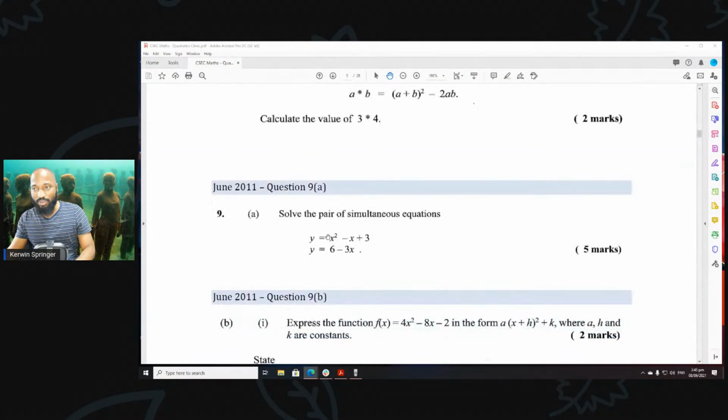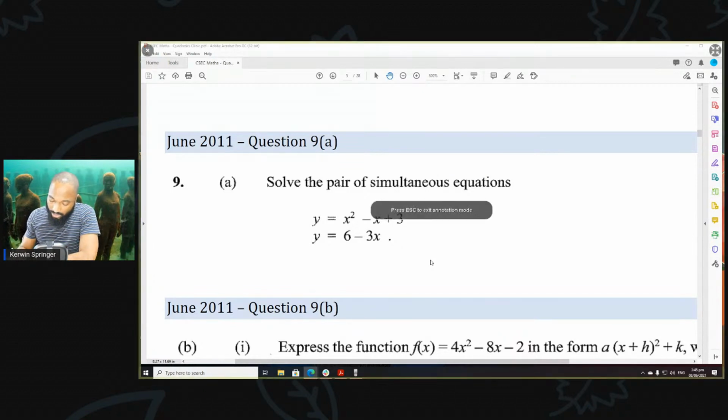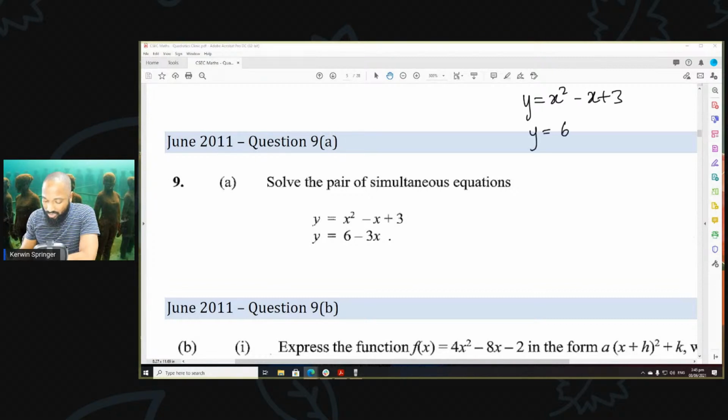Number 9, solve the pair of simultaneous equations. Right, so remember I told you all that sometimes you get a simultaneous equation where one is linear and one could be a quadratic or non-linear. Here's a classic example, June 2011, question 9a. So let me write out both of these. y is equal to x squared minus x plus 3. Now you can do this on a calculator, but it's a little confusing if you don't understand powers. So I don't want to show it on your calculator.